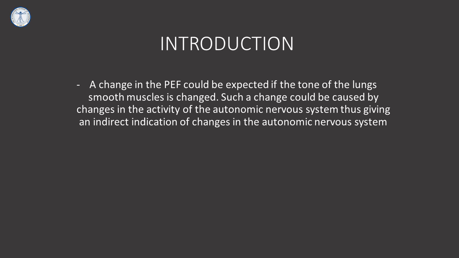The method used to measure the change in the function of the lungs is measurement of the peak expiratory flow. A change in the peak expiratory flow would be expected if the tone of the lung smooth muscle is changed. Such a change could be caused by changes in the activity of the autonomic nervous system, thus giving an indirect indication of changes in the autonomic nervous system.